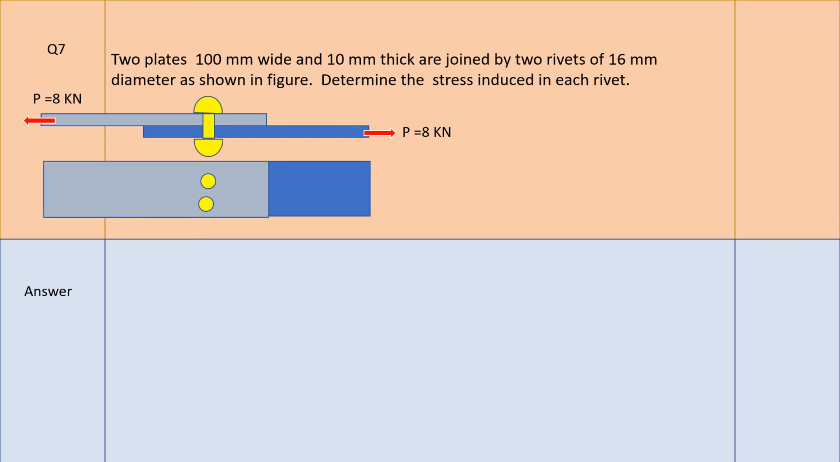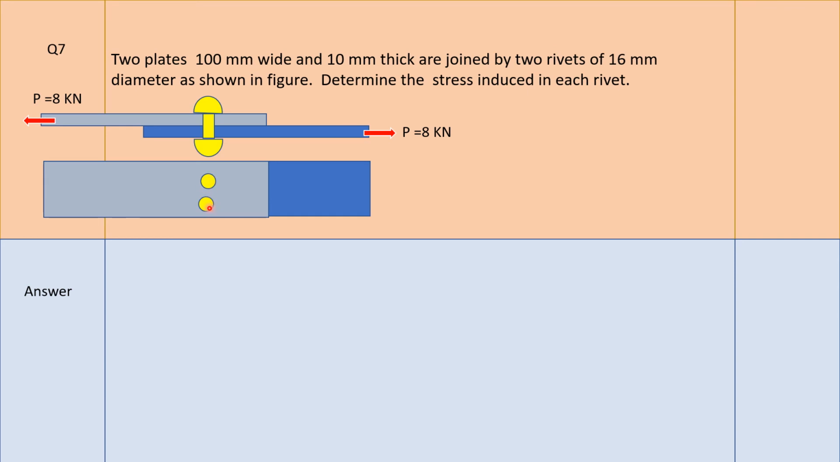Now let us take the next problem. Two plates 100 mm wide and 10 mm thick are joined by two rivets of 16 mm diameter as shown in the figure. Determine the stress induced in each rivet. Now here there are two rivets.